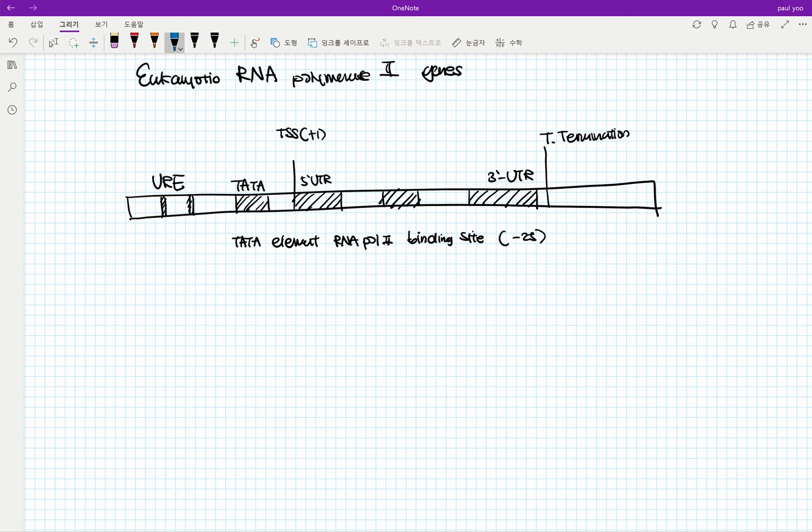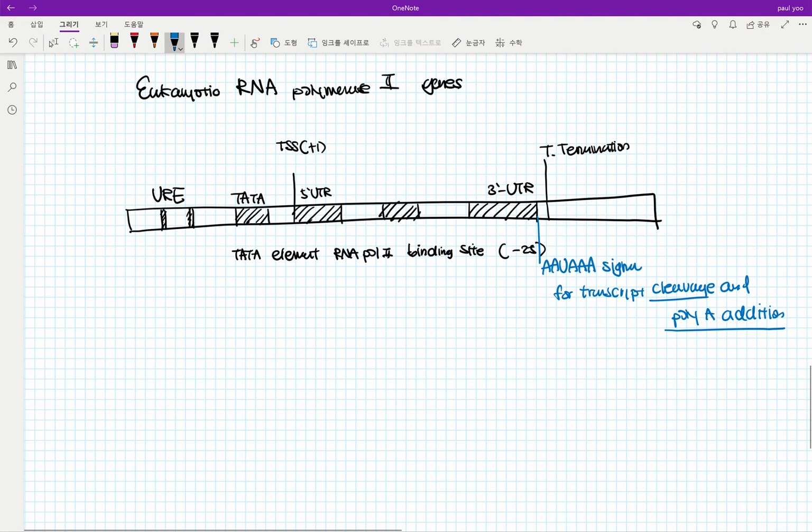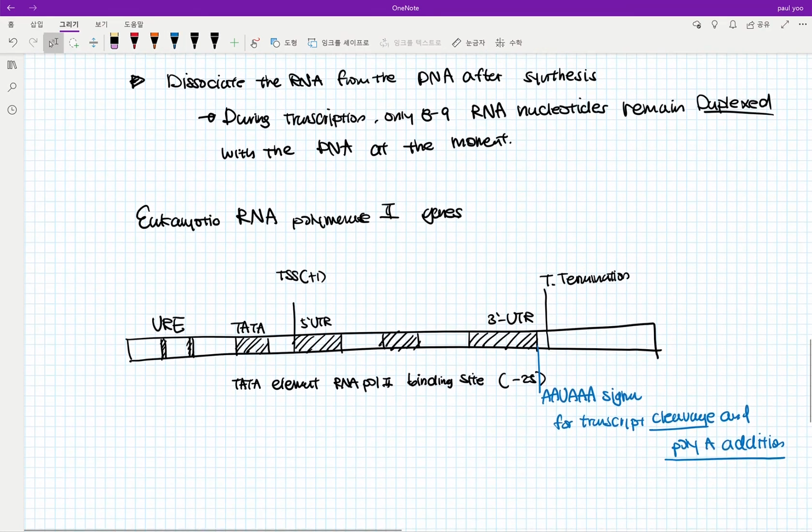And an important signal for transcript cleavage and poly A addition. Nothing very specific on this picture.